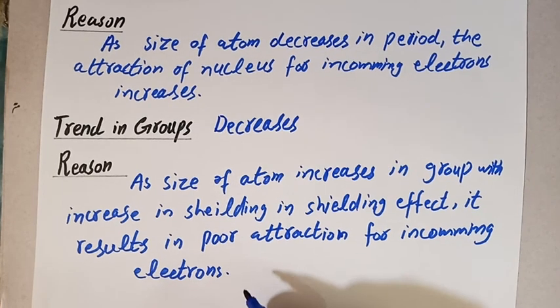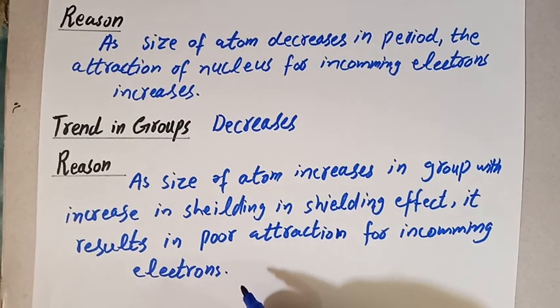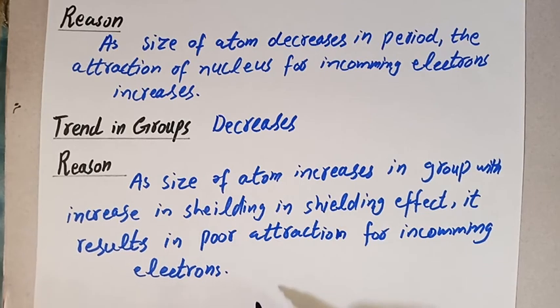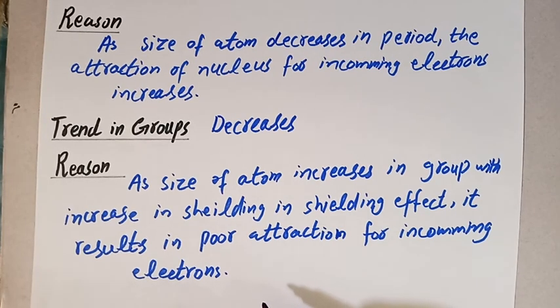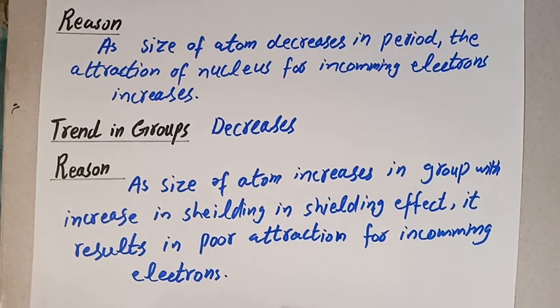So students, this was our today's topic. In today's topic we have learned about electron affinity, and we have already learned that electron affinity and ionization energy are related to each other, but these are different. In ionization energy, energy is required to remove an electron. In electron affinity, energy is released when an electron is added in the outermost shell of a gaseous atom.